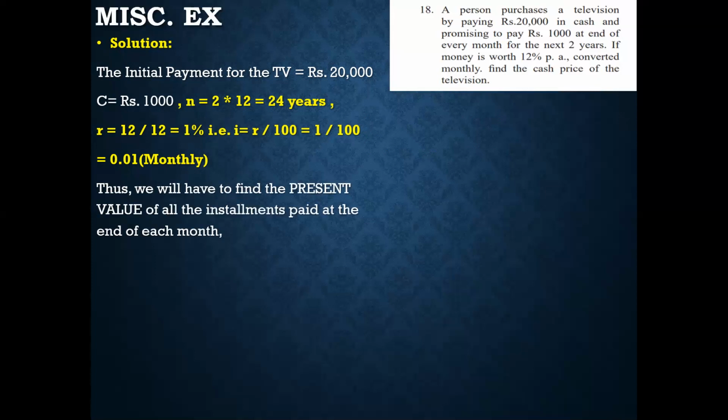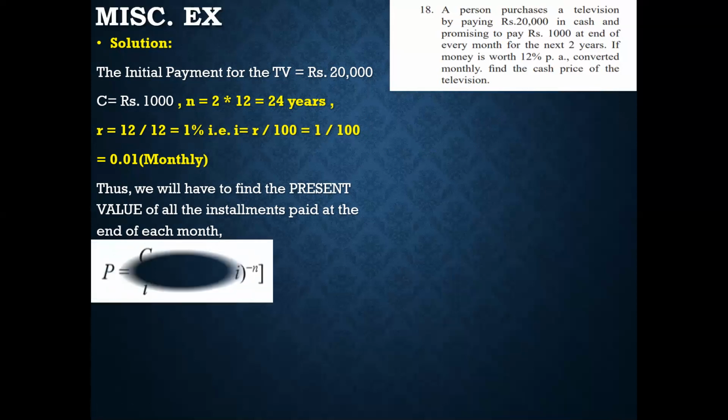So thus we will have to find the present value of all the installments paid at the end of each month, at the end of each month. By mistake, it is written 24 years. It is months over here because we have converted to months. So please mind that mistake. So we have to find the present value of all the installments paid at the end of each month.